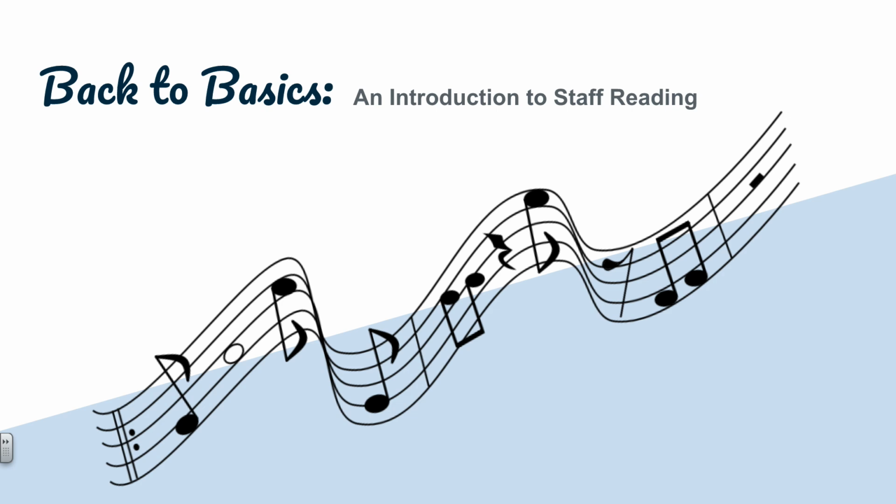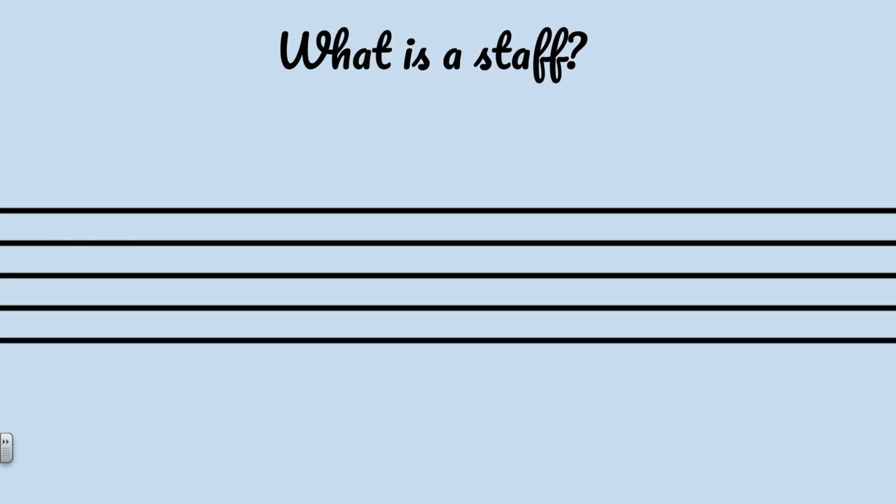Welcome to this video. This time we're going back to basics, an introduction to staff reading. First of all, what is a staff? A staff in music is made up of 5 horizontal lines separated by 4 evenly spaced spaces. In order to read our notes on a staff, we have to first identify a clef.